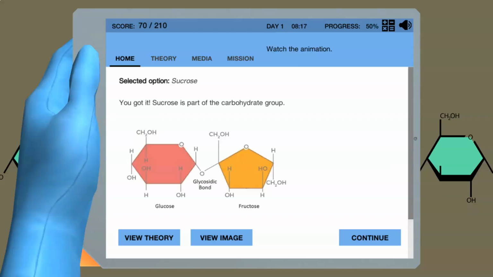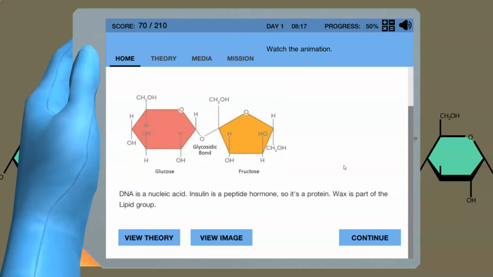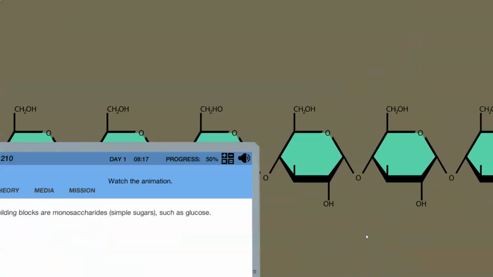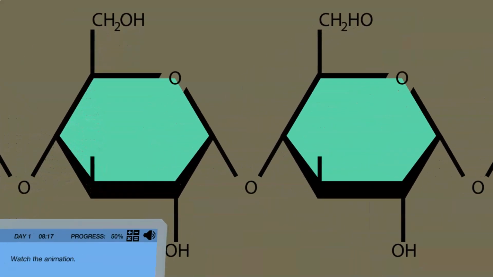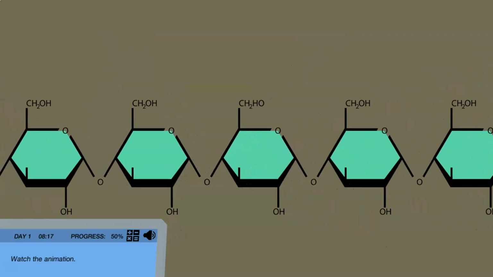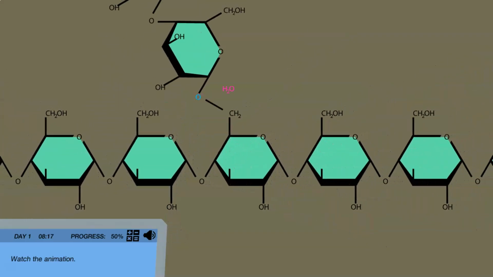DNA is a nucleic acid. Insulin is a peptide hormone, so it's a protein. Wax is part of the lipid group. The sugar building blocks are monosaccharides, such as glucose. The glucose monomers in starch can also be joined by 1 to 6 linkages, forming a branch in the structure.